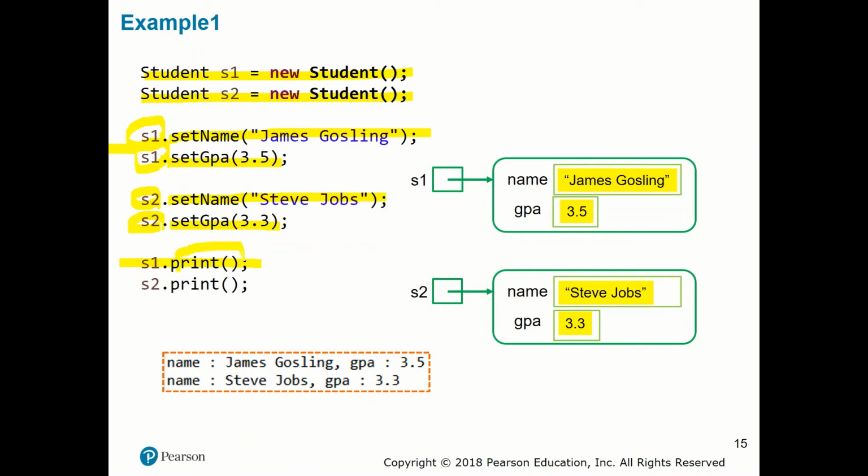So the print method will be applied to S1. That's why the first line will print out S1 information, this information. And S2.print means print the data of S2. So the data in S2 will be printed out in the next line like this.